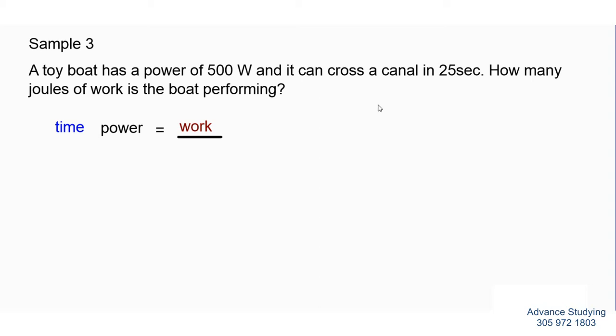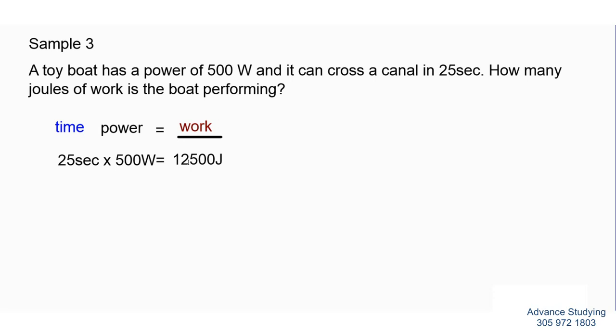Now, plug in my numbers, and I have 500 watts. I'm going to write time first because I have that under time: 25 seconds times 500 watts. All right, so do the math and see what you get. The answer should be, and I'm sure you got it right, 12,500 joules of work.